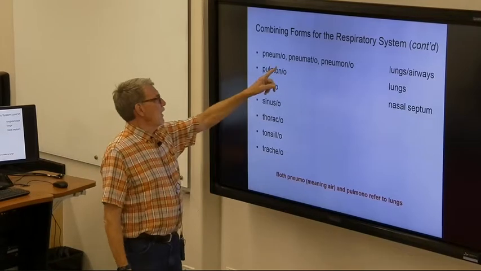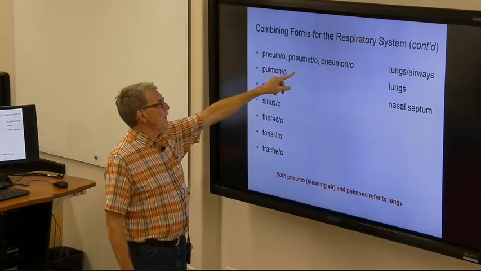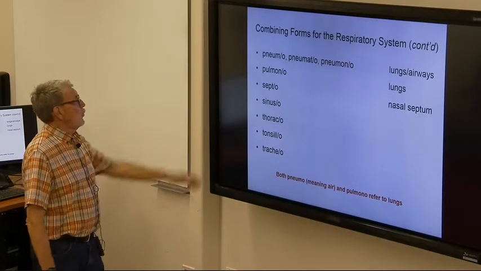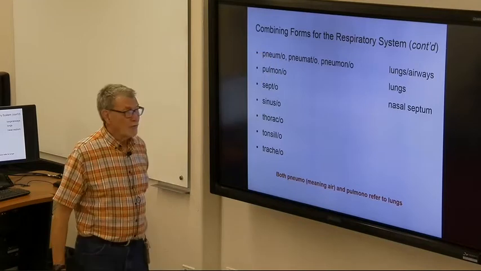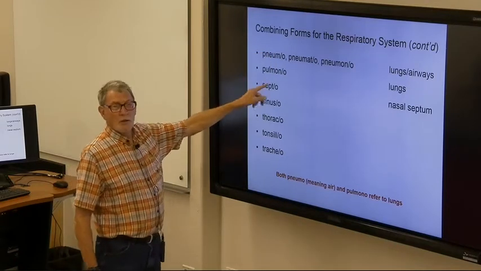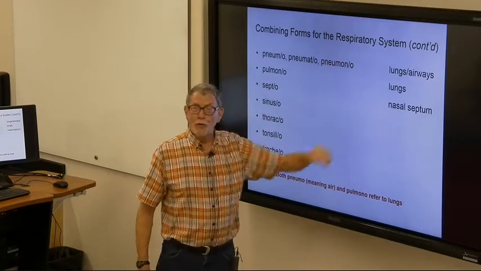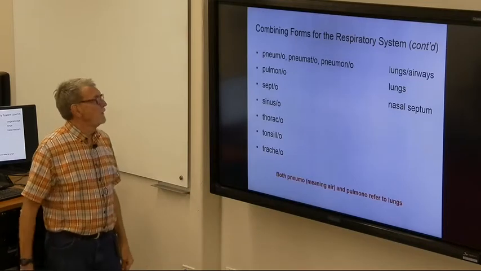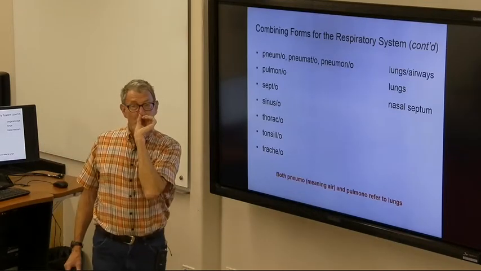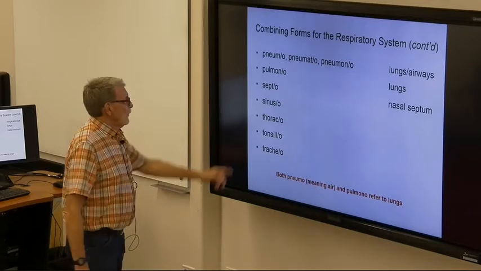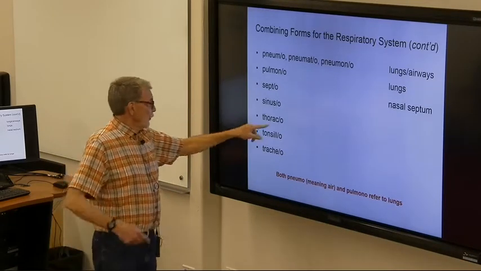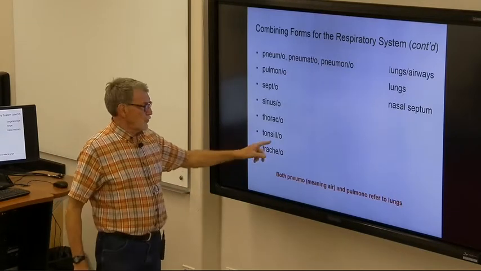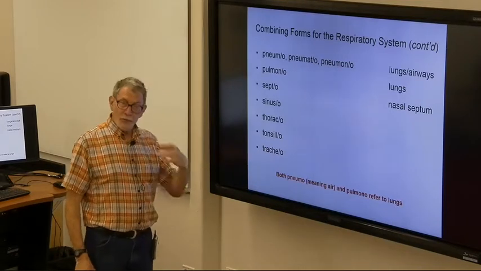The lungs themselves are pneumo, pneumato, pneumono. So pneumonia is an infection of the lungs. Pulmono can also be used to refer to the lungs. They're important enough that we have several ways of saying them, unfortunately. Septo is the nasal septum between your 2 nostrils. Sinuso is your sinuses. Thoraco is your thorax, where the lungs sit, your chest. Tonsillo is your tonsils, and tracheo is the trachea.